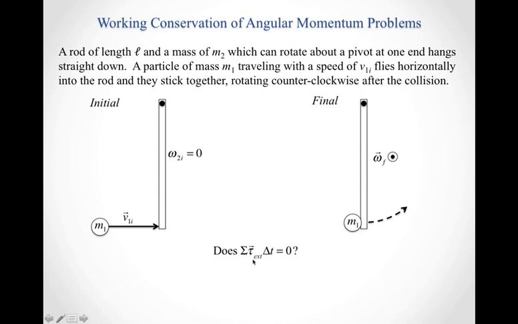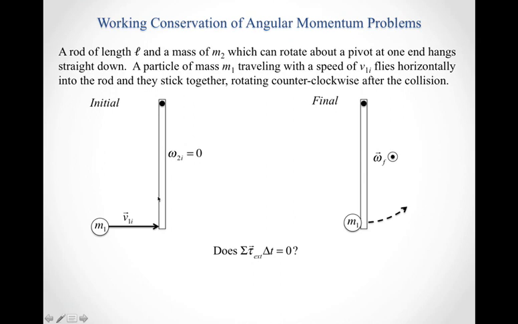Well, again, that happens for one of two reasons. Either the net external torque is 0, or the time that that torque has to act is negligibly small. What forces are there that could cause a net external torque? Well, gravity obviously acts on the system, but because the rod hangs straight down, gravity doesn't exert a torque about this pivot point on the rod.